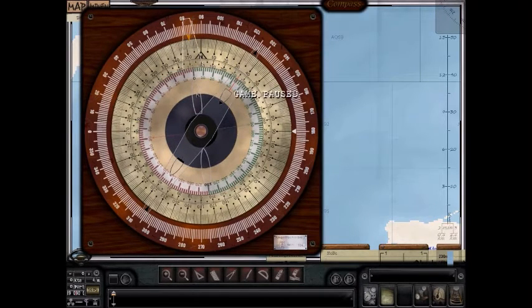Now, this longer pointer is my U-boat. There's the bow, and here's the stern. And this long one here, this is your target ship. You have AOB, port side, starboard side.